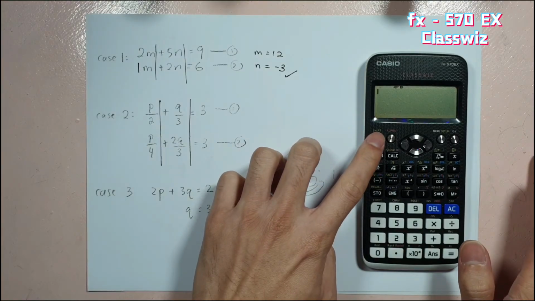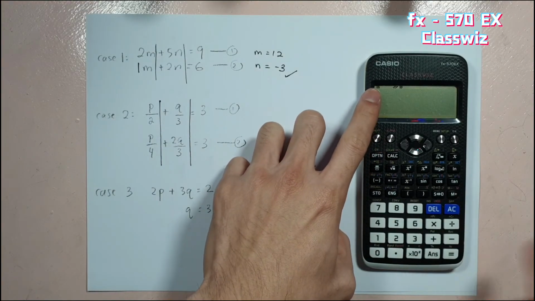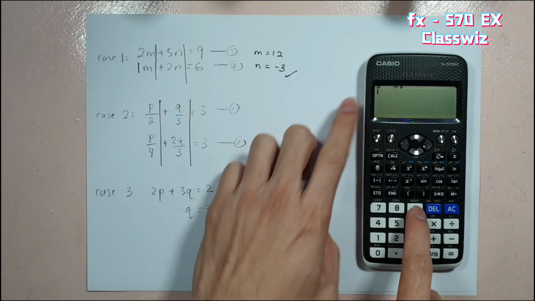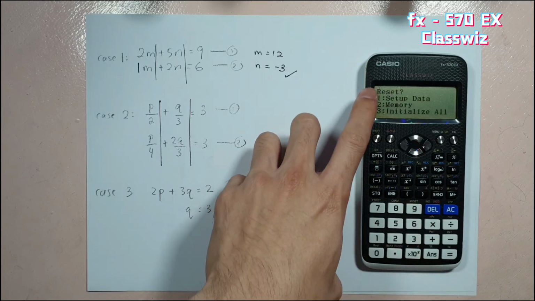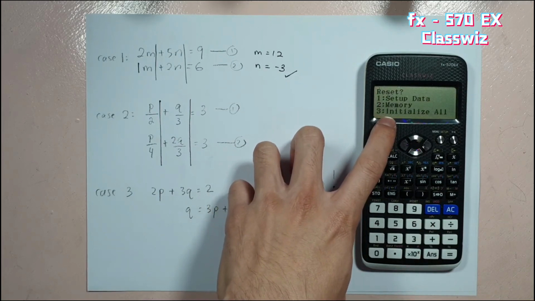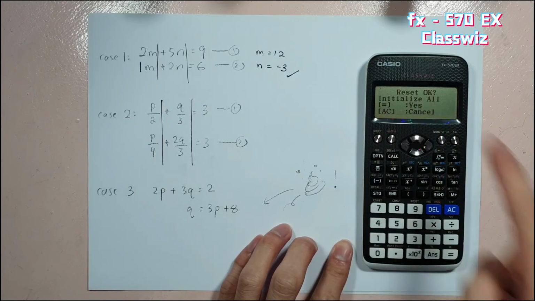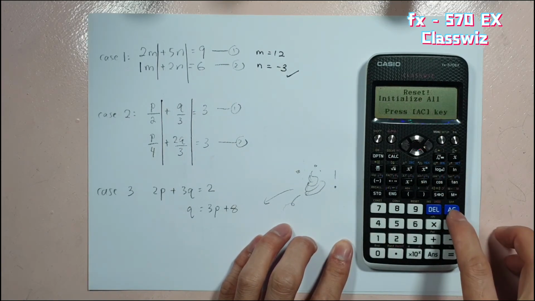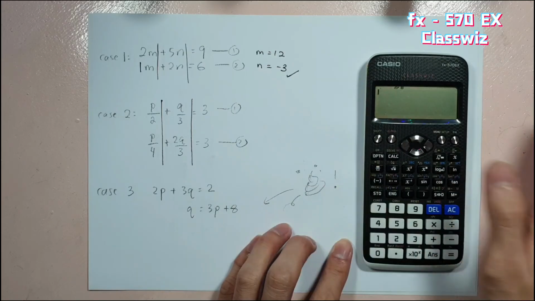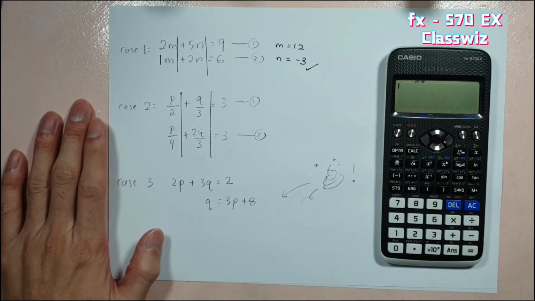So now press this shift. Can you see the S there? Can you see 9? There's a reset button, right? So press 9. Then you get reset, go into initialize all, so you press 3. So you press equal to indicate yes, press AC, then you enter into default. Okay, so that will be the worst case.